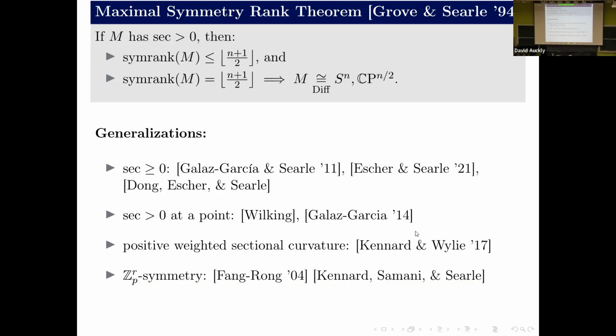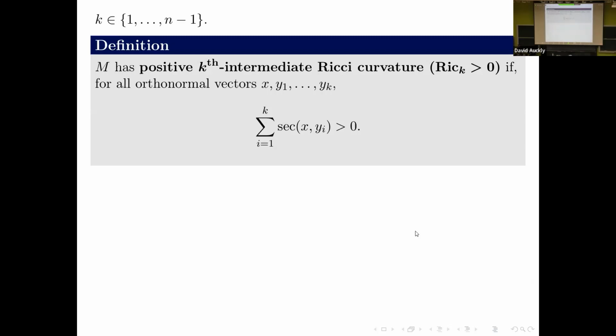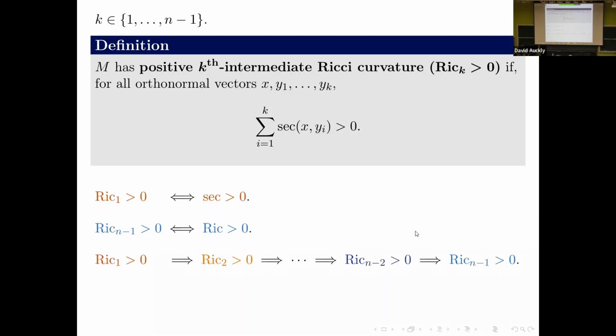Now, the generalization I want to consider is to positive intermediate Ricci curvature. So I need to tell you what that is. Throughout the talk, k is a parameter between 1 and n-1, one less than the dimension of the manifold. We say that a manifold has positive kth intermediate Ricci curvature if the following sum of sectional curvatures is positive. Notice that in this sum, x is in each of the summands, and the y's vary. If Ricci 1 is positive, there is only one summand in this condition, which just means that sectional curvature is positive. If Ricci n-1 is positive, that means we have positive Ricci curvature, the trace of the curvature operator is positive. And this interpolates between the two conditions.